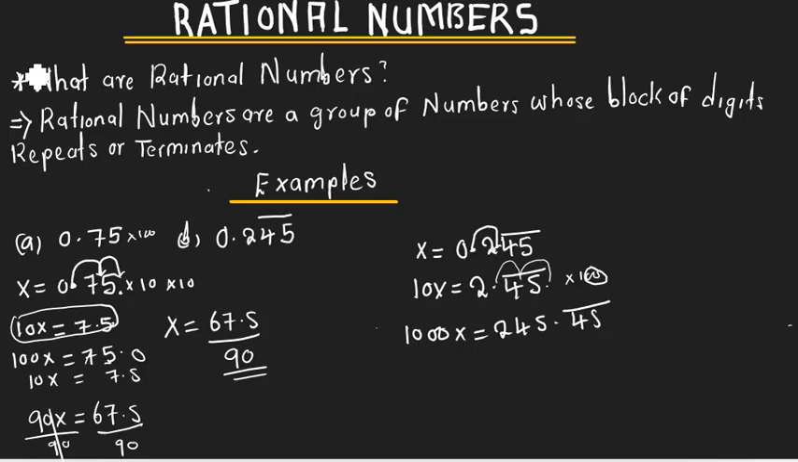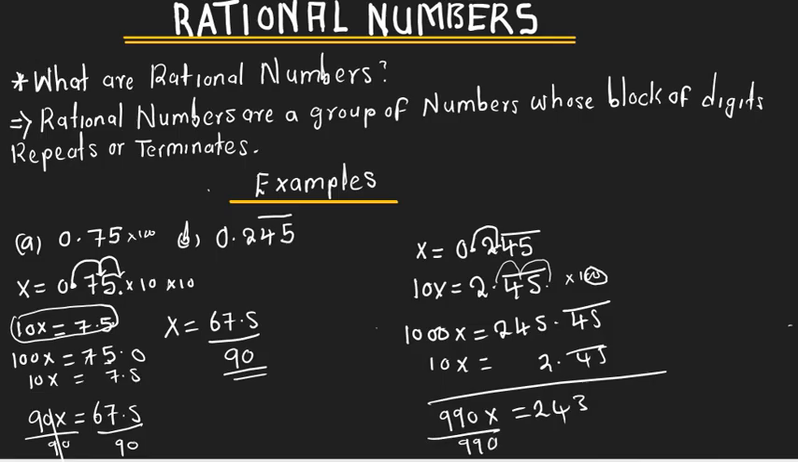I said, get the 2 zeros, just put them to the 10, like that, and make it x. Then you know that if you multiply by 1000, it will be at the far end here. So this is going to be 245 point 45 repeating. Then I'll just get my 10x equal to 2.45 bar and subtract. If I subtract that, I'm going to get 990x equal to 243 over 990.